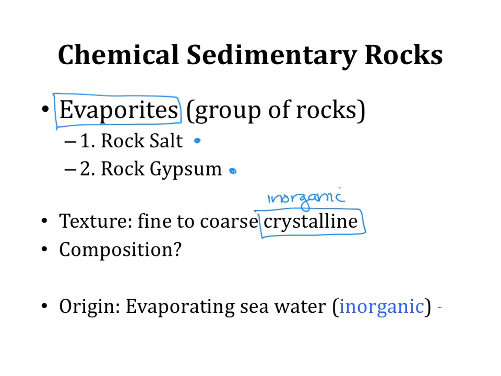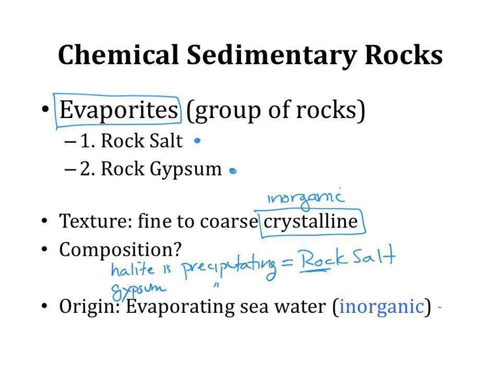Composition is going to depend on the rock. So again, we base the rock name on what is precipitating. So if halite is the mineral that's precipitating, you remember halite is the mineral name for salt, then we make the rock salt. And you can't just call it salt or halite. You have to put the word rock in front of it because otherwise it's not the name of the rock. If gypsum, the mineral, is precipitating, then we end up with rock gypsum. And same thing, you need the word rock in there.